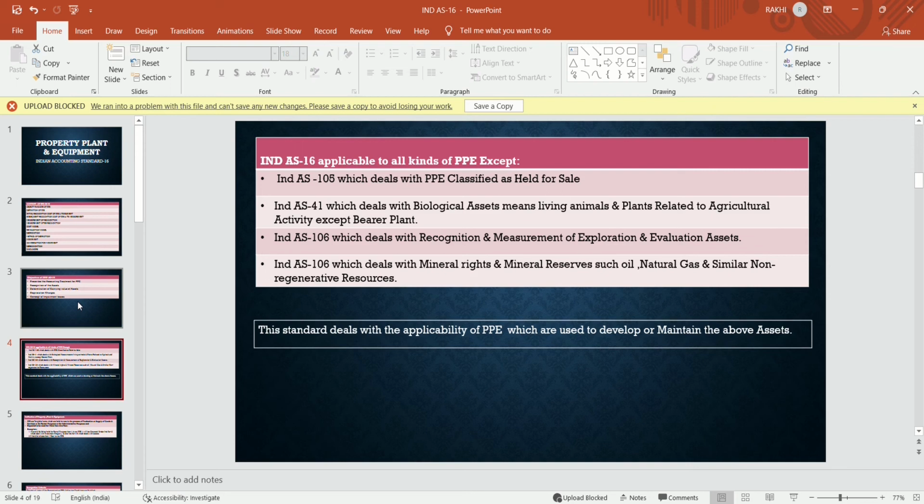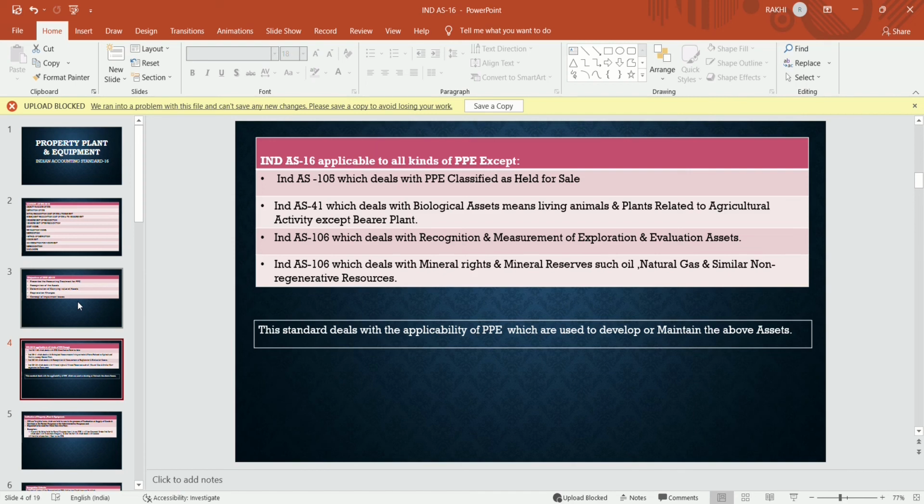Like for example, mango plant. Mango plant gives mangoes every year, not in the year of plantation only. In subsequent years also we will get the mango from that plant. Like apple plant, like coconut plant. These are the bearer plants, and it's a kind of asset for the company. And the economic life or useful life of that plant is more than 1 year. So except bearer plant, if any agricultural biological assets are there, like living animals or plants related to agriculture activity, that will be treated under Ind AS 41. But bearer plants will be treated under Ind AS 16.